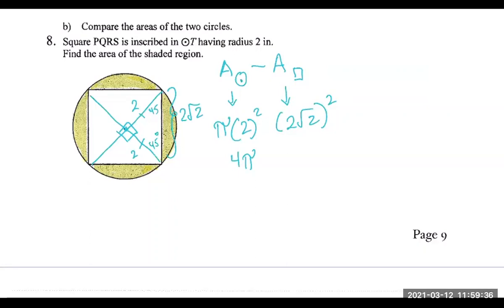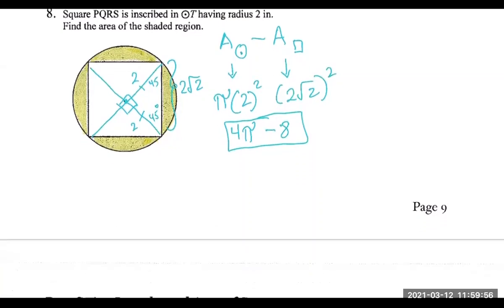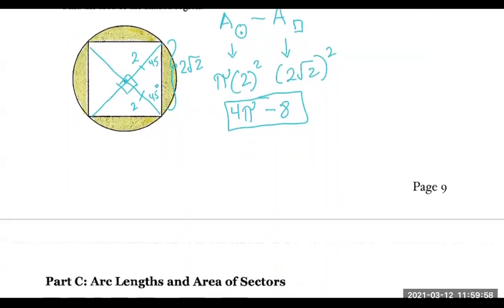Okay, so for the area of the square, you square the 2 and square the radical 2, so 4 times 2, which is 8. So my answer to the whole problem would be 4 pi minus 8. We would leave our answers in terms of pi, calculator ready form. We don't have to enter in a decimal. And then that's going to be your answer.